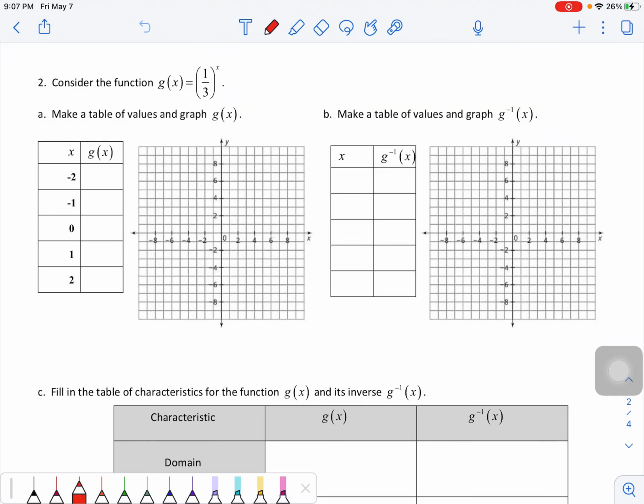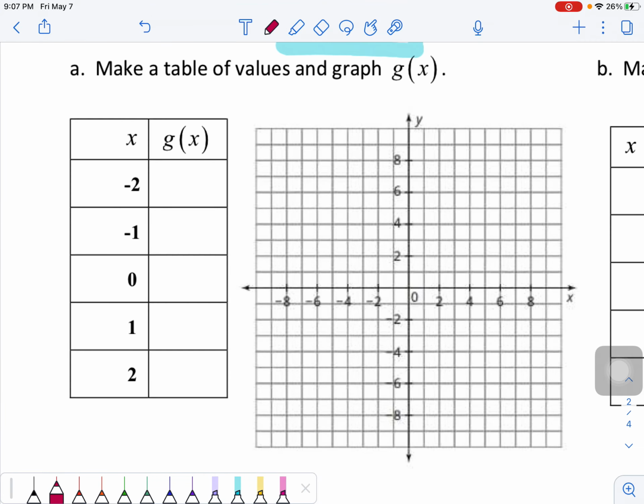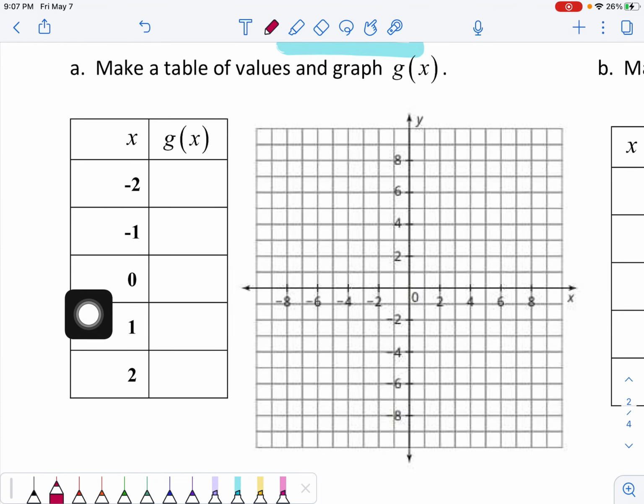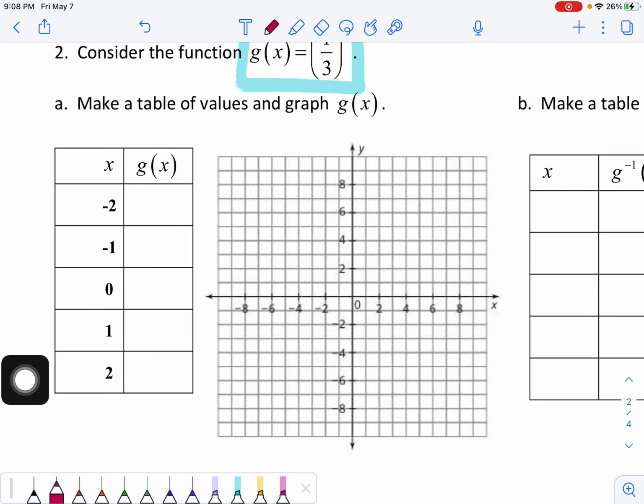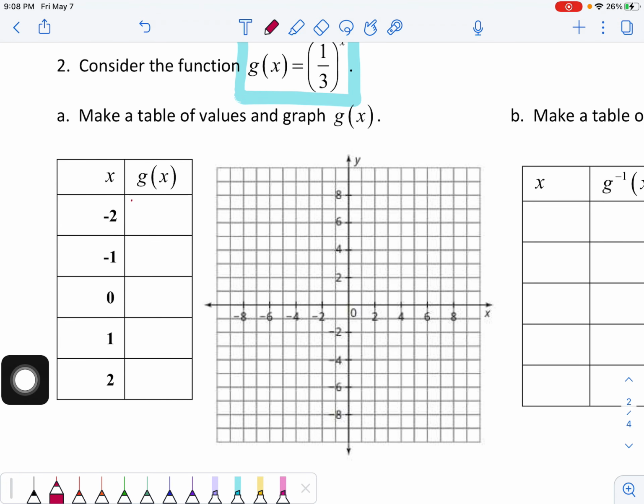All right, let's run through page 2 of the study guide. We're going to start with the function g of x this time, and g of x is equal to 1/3 to the x. We're going to do the same process that we did for problem number 1, which was 3 to the x. So remember, each of these x values right here are the exponent to 1/3.